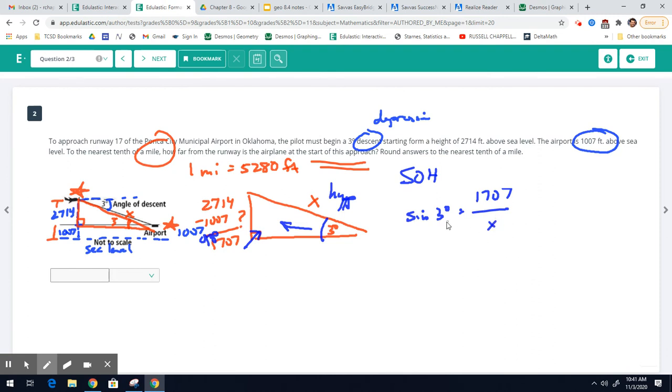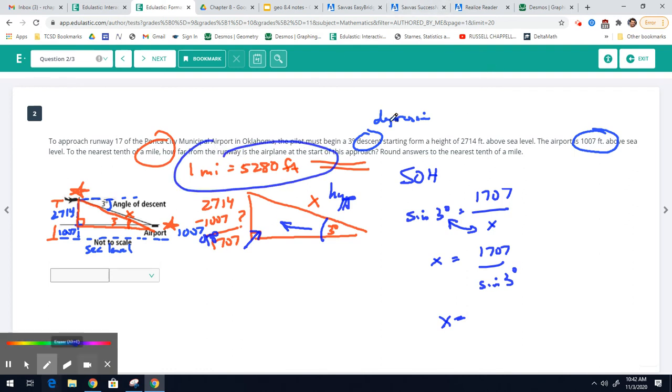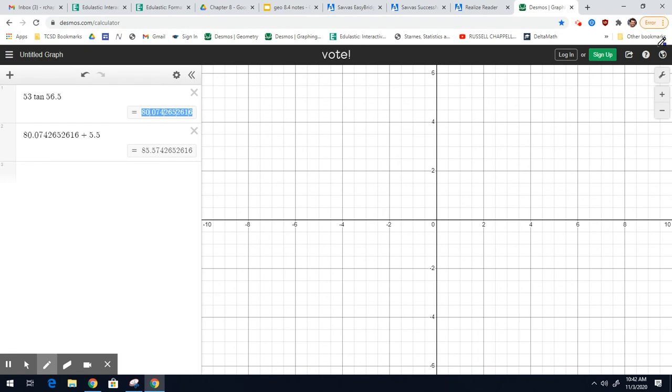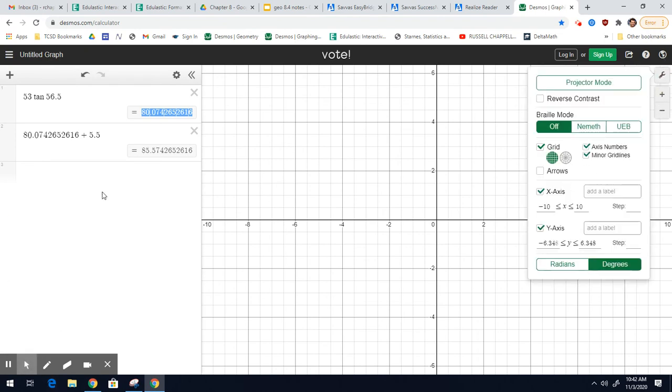And now remember, when your variable is in the denominator, we just do our little switcheroo. And to solve for x, we're going to do 1,707 divided by the sine of 3 degrees. So we're going to type that in our calculator. We will not be done, though, because of this miles issue. And we'll take care of that in Desmos graphing calculator. Okay, so again, make sure I'm in degree mode. I am. Here we go.